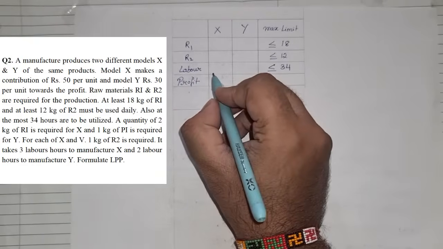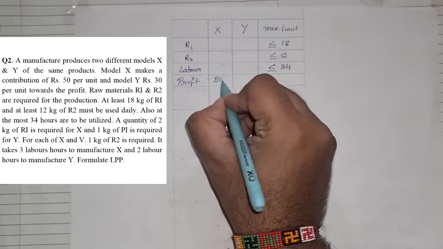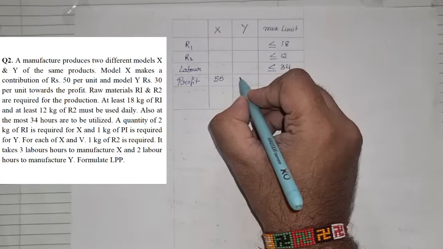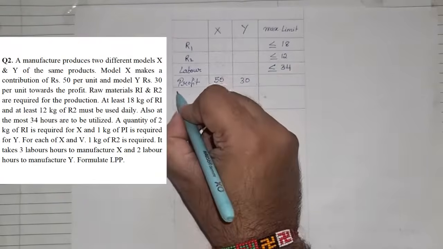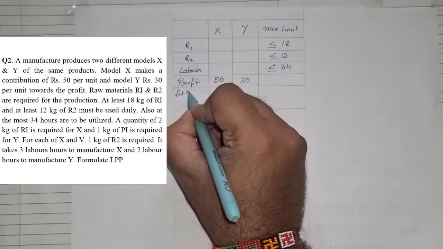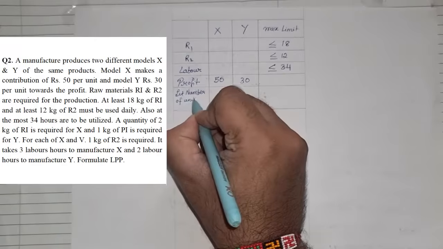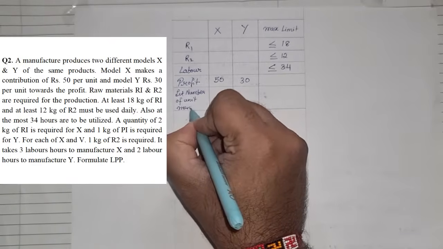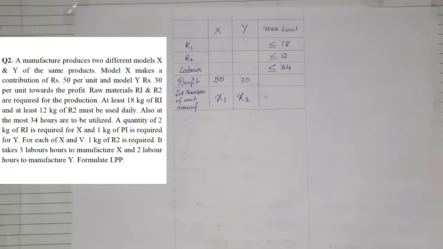Now from the start, model X makes a contribution of 50 per unit, so profit is 50 for X and for Y it is 30. Okay, and I will write here, let the number of units manufactured be X1 and X2. Chalo. Now let us fill all the details of our constraint.